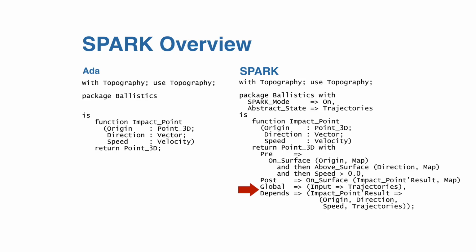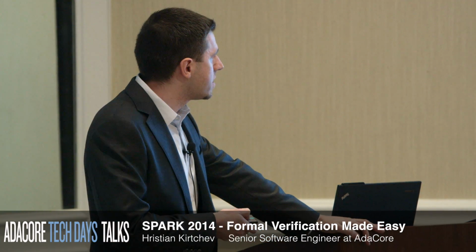The last two annotations deal with the data relational properties of the subprogram. Global is used to specify, or we should say to classify, any additional input or output that this subprogram is supposed to read or write. In this case, we're saying that we'll be using this internal data trajectories and we'll be extracting some data from it. And finally, depends expresses how the inputs and outputs relate to each other. In this case, the impact point will be generated using the data from the origin, the direction, the speed and the trajectories. Well, you're probably thinking, well, that's silly.